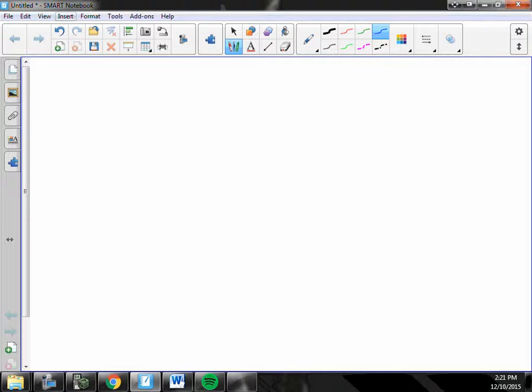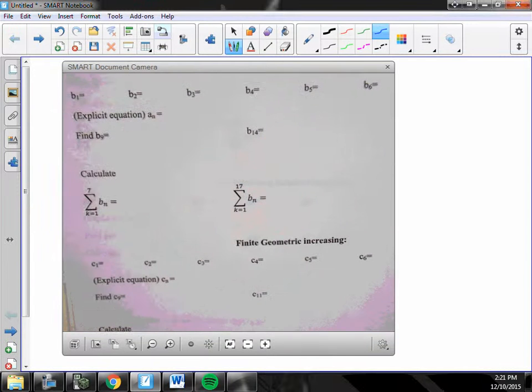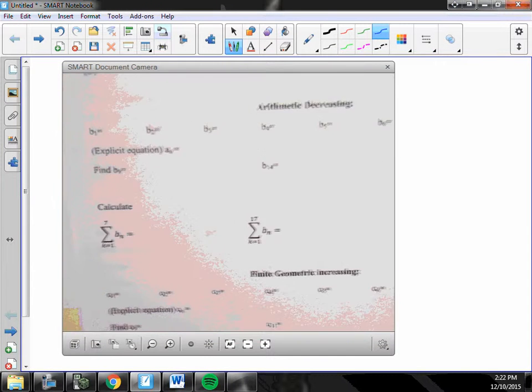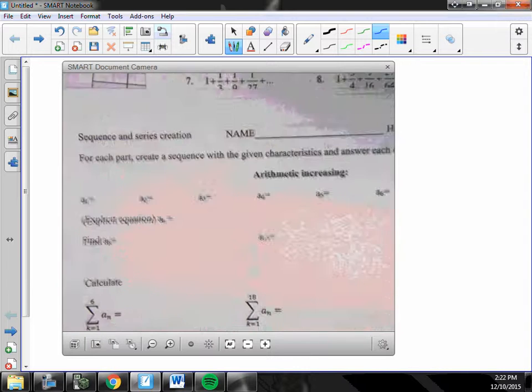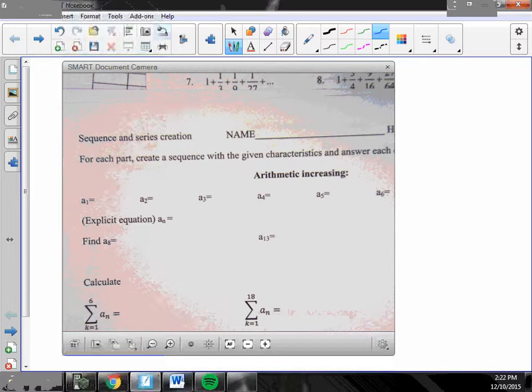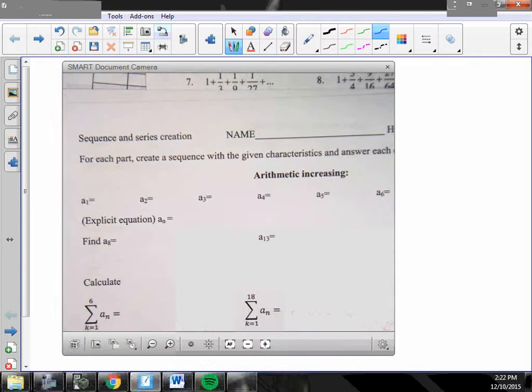So today we're going to work on the sequence and series creation. It's pretty self-explanatory, so you don't have to put up with me for very much. But it says for each part, create a sequence with the given characteristics and answer each of the questions that follow. Now, you are not allowed to pick any numbers that are 0 or 1.